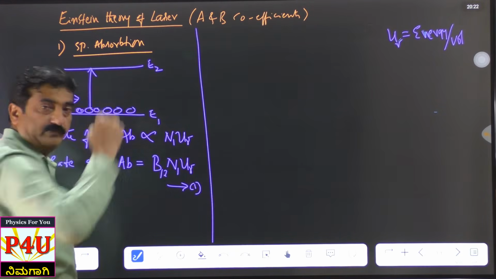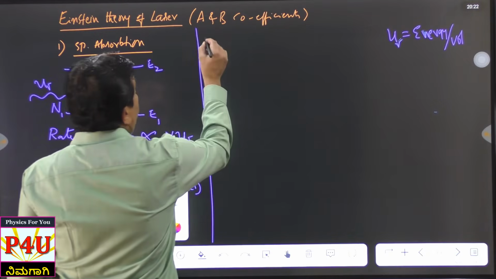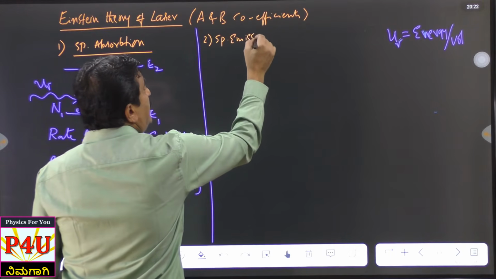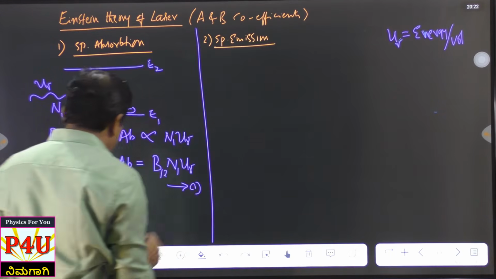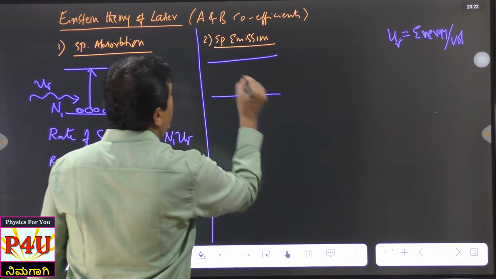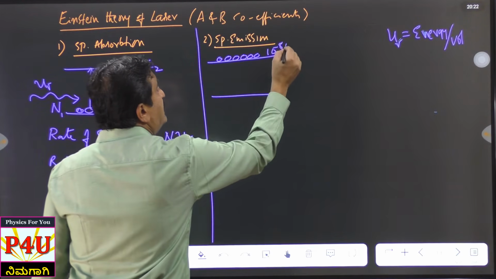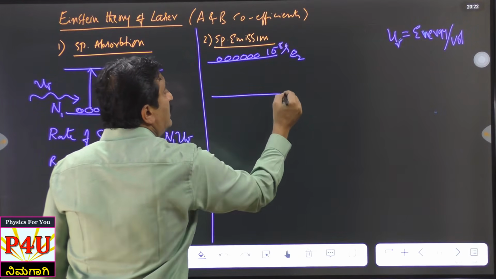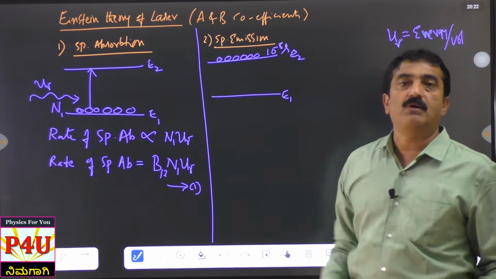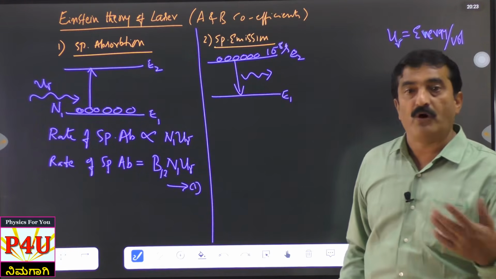Okay, so next, this is the first kind of interaction. The second kind of interaction is spontaneous emission. In my previous video, I already mentioned what spontaneous emission is. See, when an atom is excited to a higher level, it will stay there only for 10 power minus 8 second. So that is in the E2 level, this is the E1 level. After spending some amount of time, it will definitely come down to the ground state. While coming down, it gives out some energy. This is called spontaneous emission.